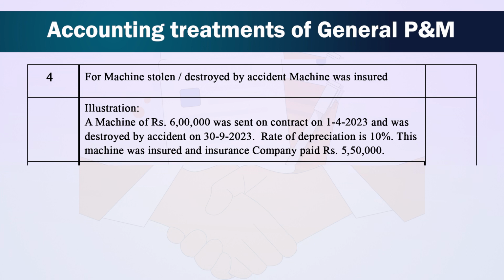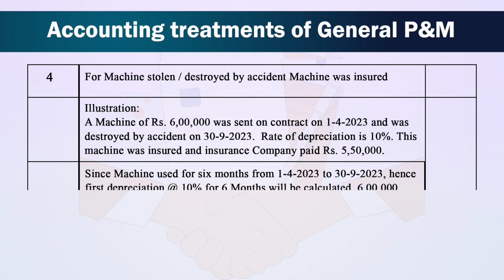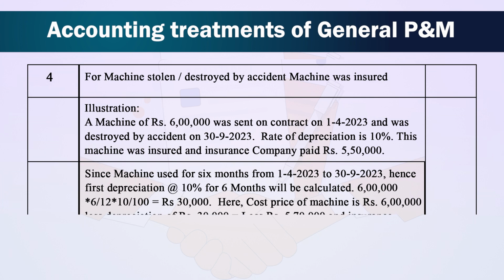Let's understand this illustration. Since the machine is used for 6 months from 1st April 2023 to 30th September 2023, first depreciation at the rate of 10% for 6 months will be calculated. Therefore, depreciation is equal to 6 lakhs into 6 divided by 12 into 10%, that is 10 divided by 100, which will give us the amount of depreciation as rupees 30,000.